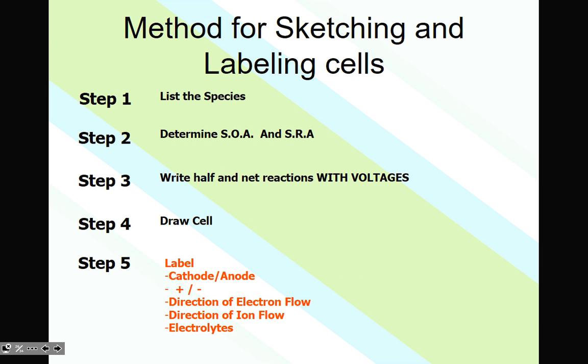Method of sketching and labeling cells. Let's review. List the entities. Determine your SOA and your SRA. Write the half and net reactions with voltages. Draw your cell, and then label your cathode and anode, right? Label what's positive and negative. Label the flow of electrons, and determine the ion flow and include your electrolytes. If you do all of these things, you are golden.